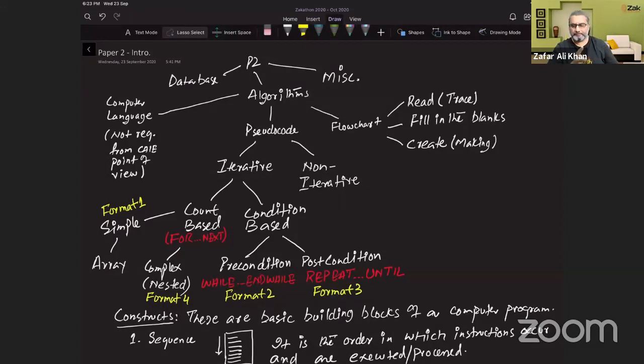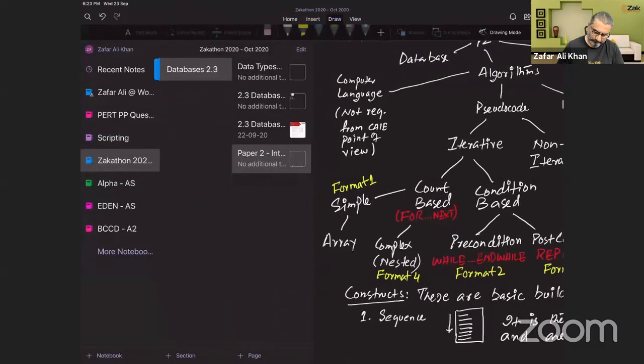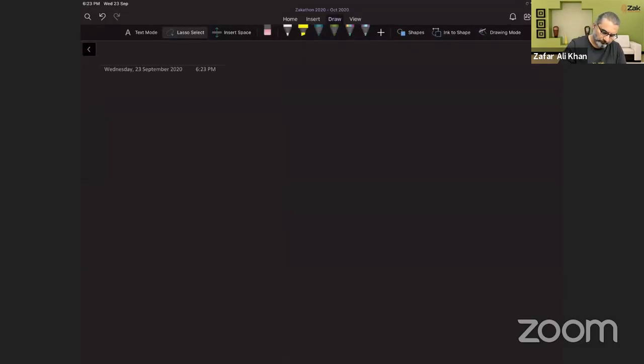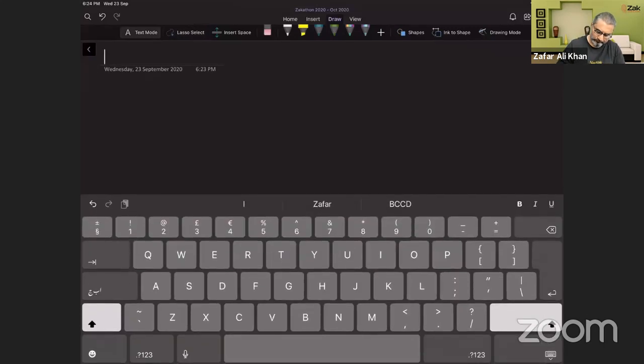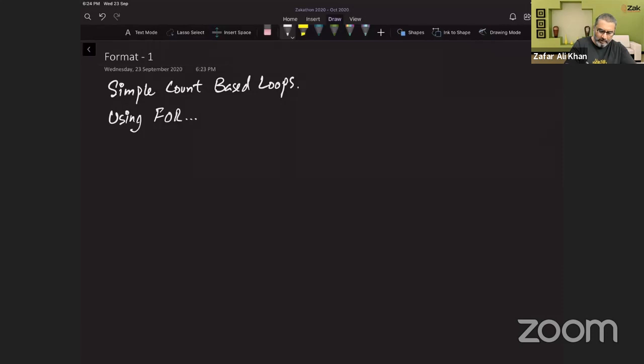Now we start Format 1. Format 1 is simple count based loops using for and next. Okay, simple count based loops using for and next.